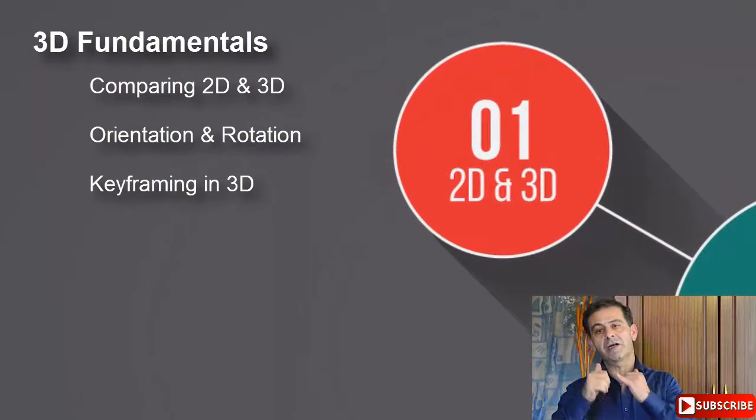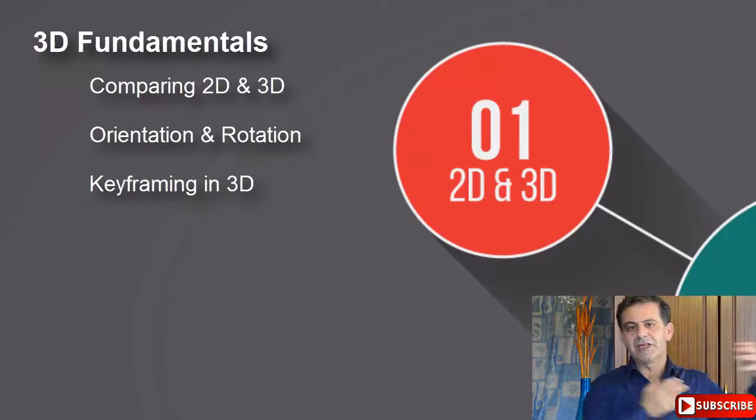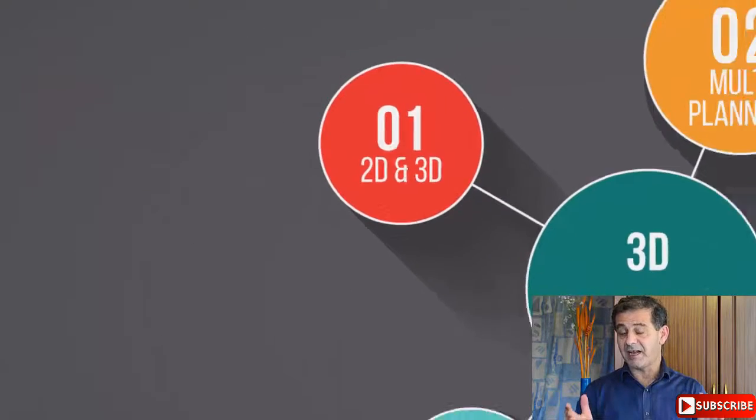In the first section, you will compare 2D and 3D. I want you to get familiar with moving from 2D to 3D, and notice After Effects will allow us to have 2D and 3D in the same composition. You will learn about orientation and rotation, keyframing in 3D.